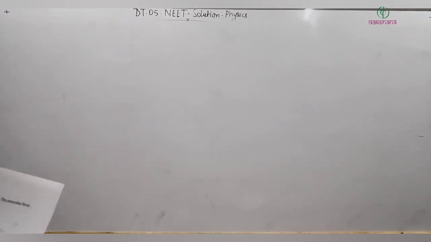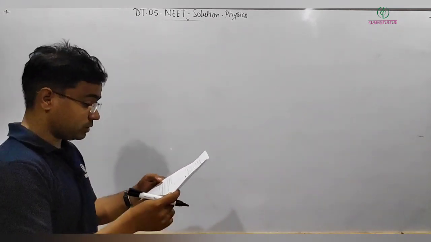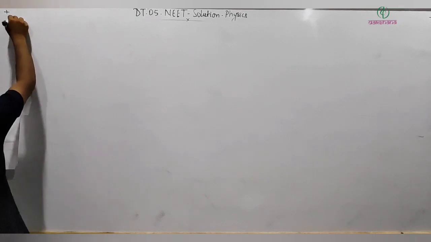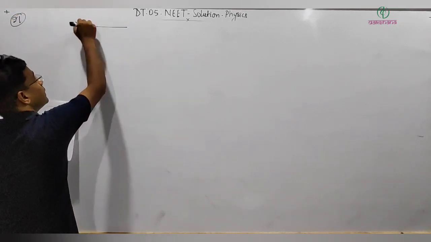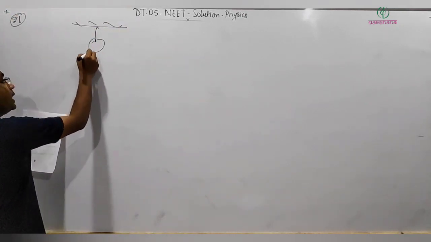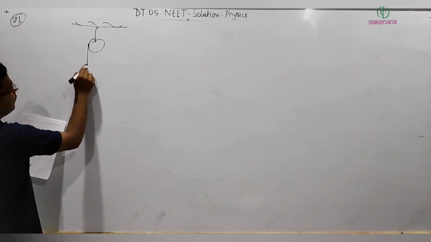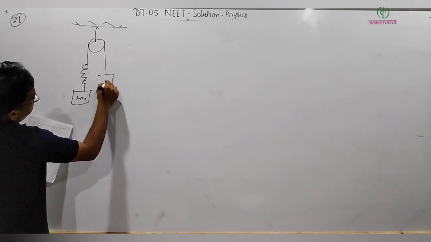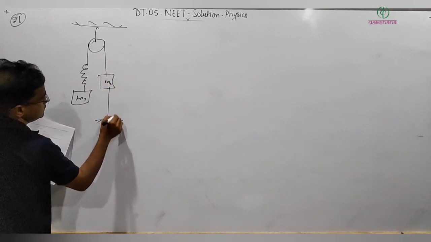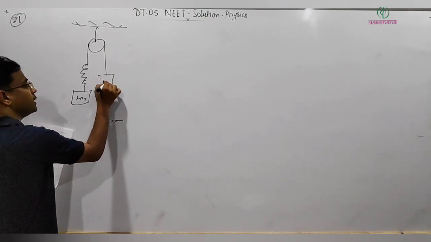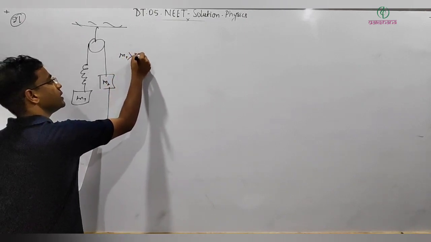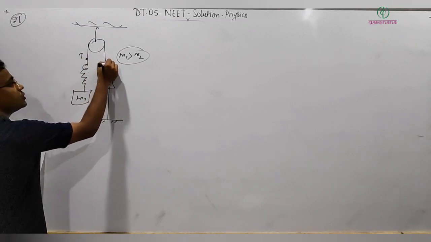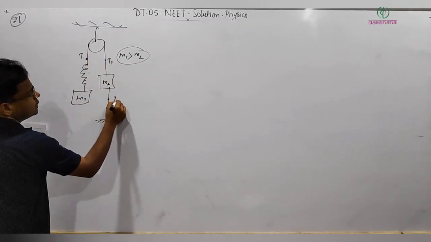Okay, next question number 21. Systems shown in the figure, M1 greater than M2. So this is question number 21. This pulley, one spring and block M1 mass, another M2 attached to this by string. This is mass M2. It's given M1 is greater than M2. Tension in this will be equal to, like say, T1. Here also it will be T1 and here it will be T2.